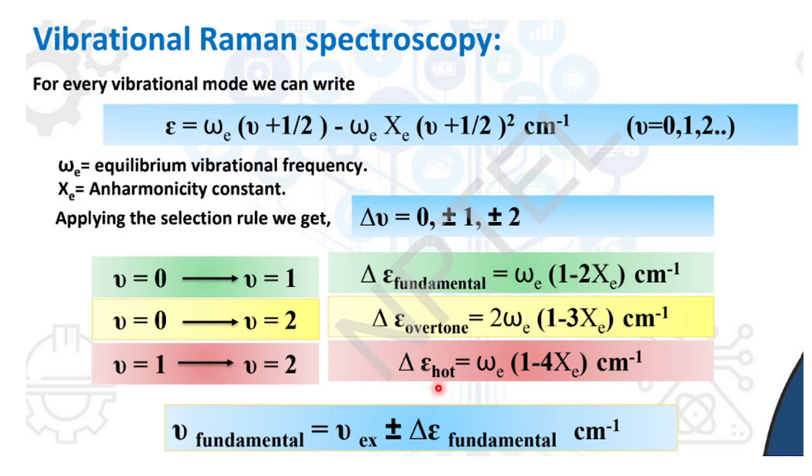And another thing, that is the hot band, which means it is not excited from nu equal to 0, rather it is excited from a higher energy state, nu equal to 1 to nu equal to 2. So nu fundamental equals nu excited plus minus delta epsilon fundamental. So here the selection rule is 0, plus minus 1 or plus minus 2. That means these are the energy states where only transitions are possible.